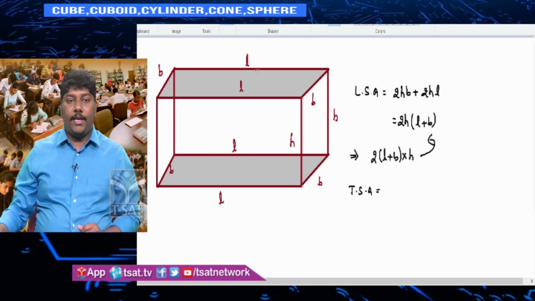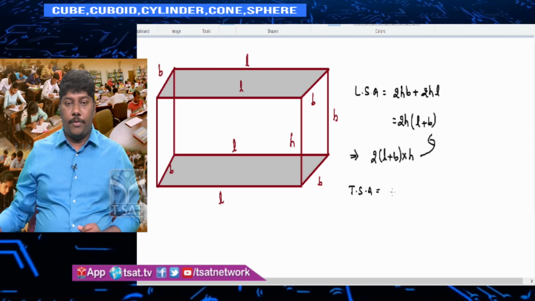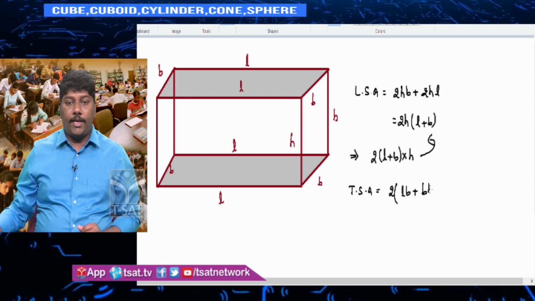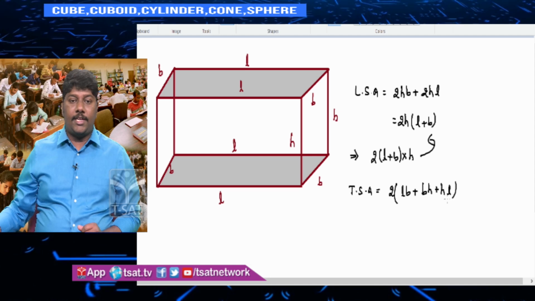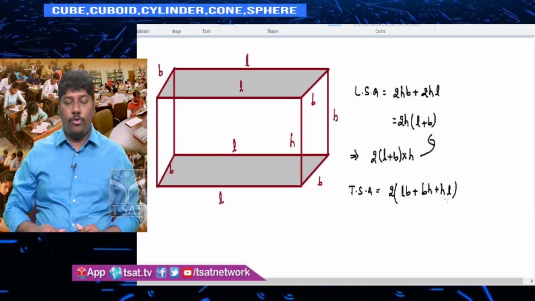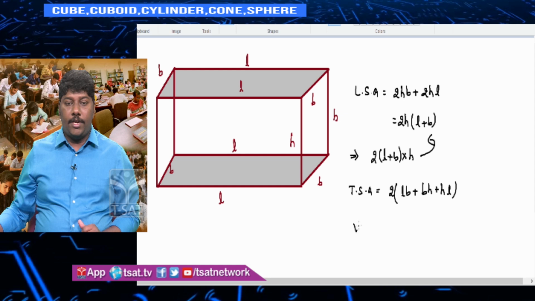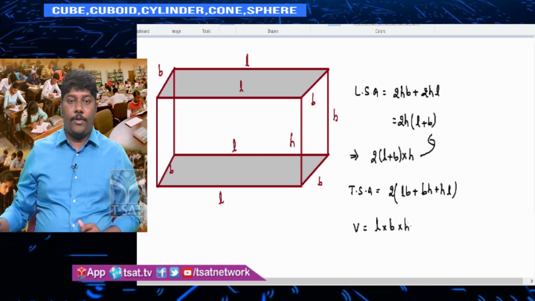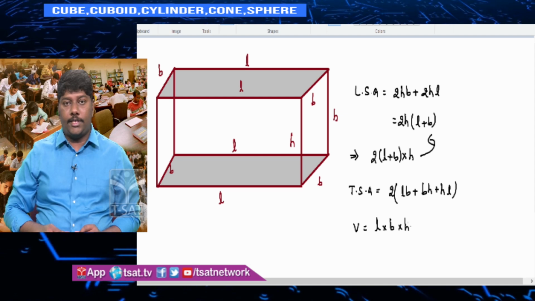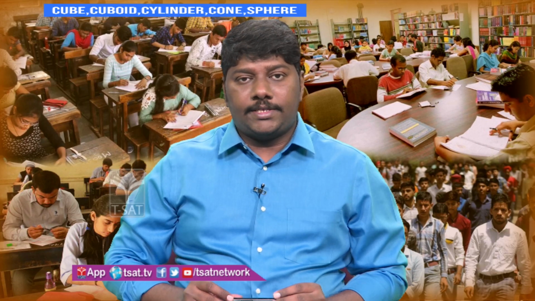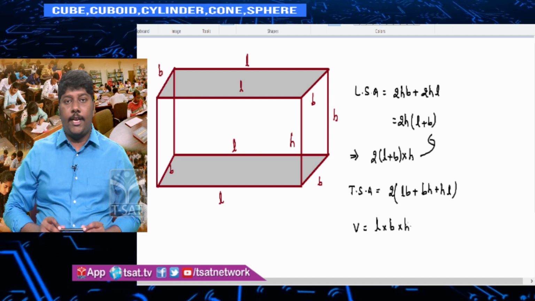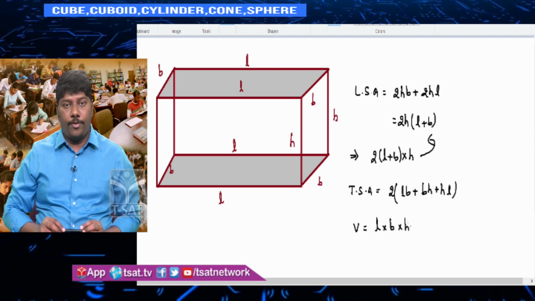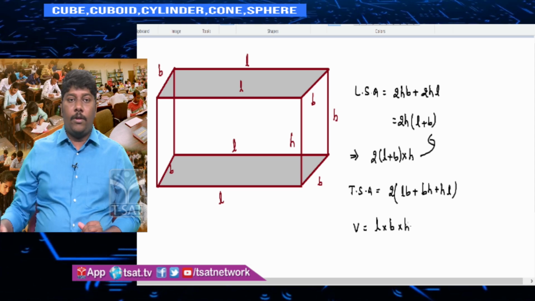Now, when it is the total surface area, you need to add 2 rectangle areas. So, here 2 rectangle areas are what? LB and LB. So, we can say it is 2 times LB, BH, HL. This is the total surface area of the cuboid. When it comes to volume, it is simply length into breadth into height. So, volume of the cuboid is base area into height, where base area is a rectangular area, that is L into B, height is H, therefore LBH is the volume of the cuboid.